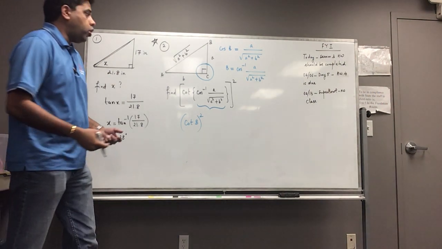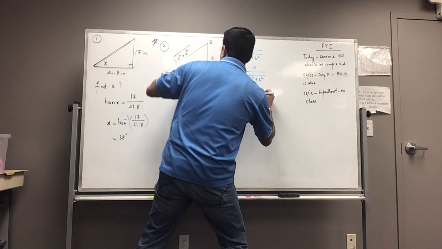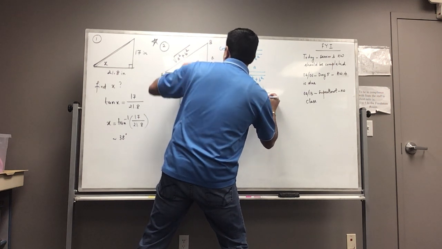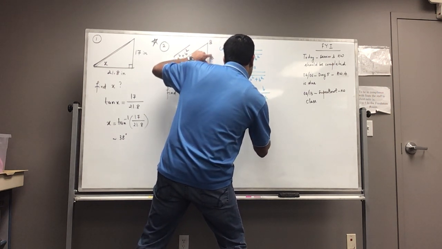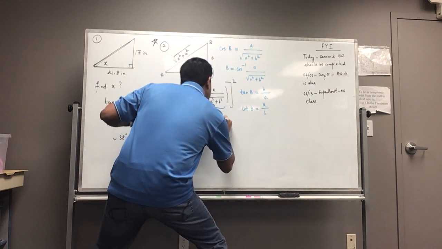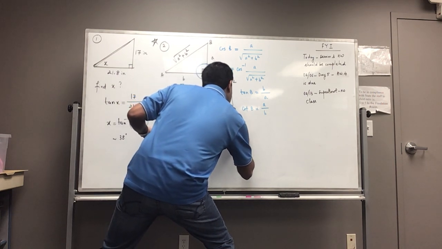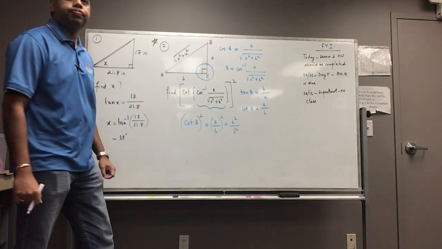Yes? And what is tangent B? Tangent B is opposite over adjacent. So cotangent B is A divided by B. So A divided by B, squared. So A squared divided by B squared. Boom, done.